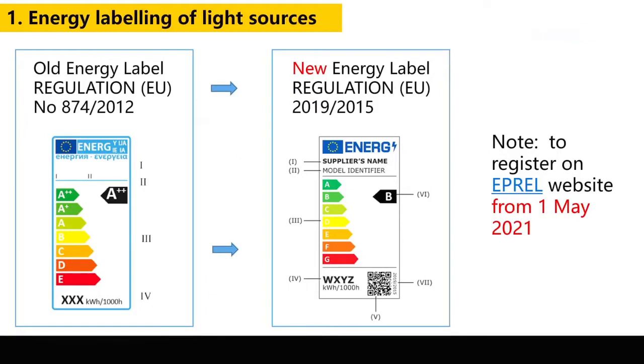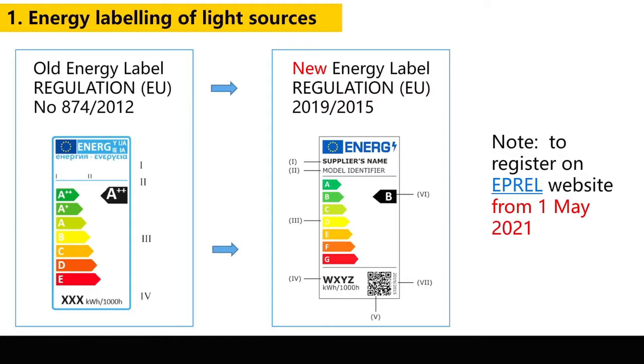Firstly, we will talk about the energy label. As you can see, the old label regulation is number 874 and the new one is 2019-2015. The design of the label is also changed from this one to this one. You can register the new label on the ErP website from 1st of May.